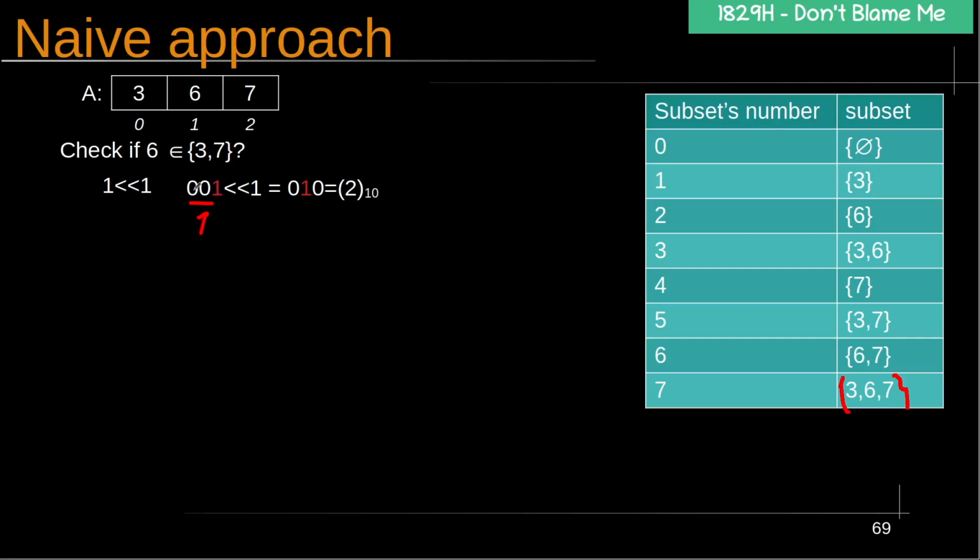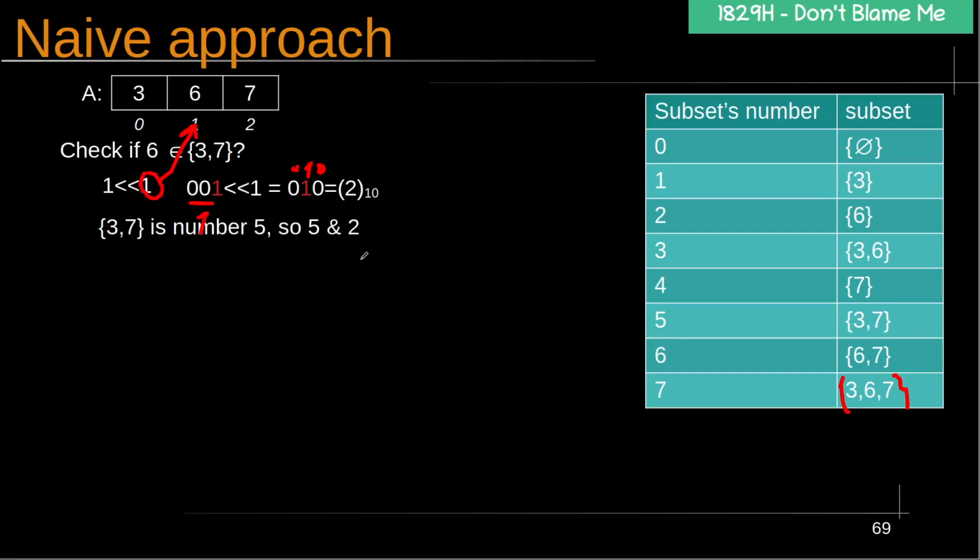Why 1? Because we know that for 1, all of the other bits are 0 except the first one. We shift this by the position. This is the position of the element in the original array that we want to check if it exists in the subset or not. 6 is at position 1. So 1 will be at position 1 here, after being left shifted by 1 to the left, which is equal to 2.